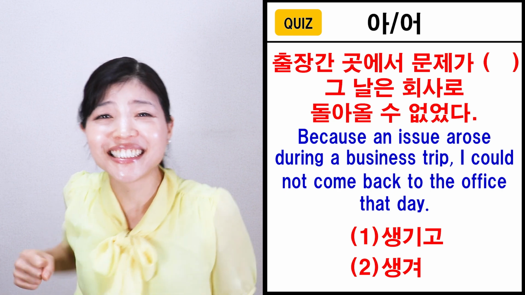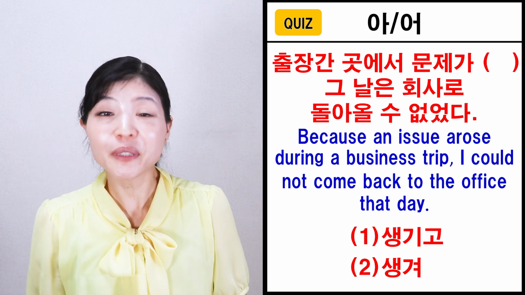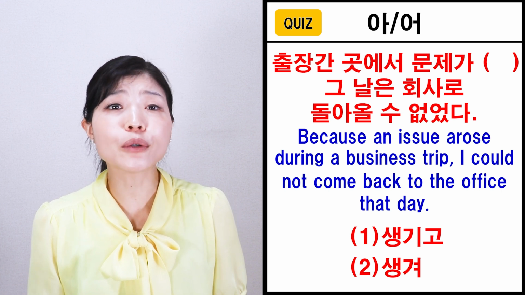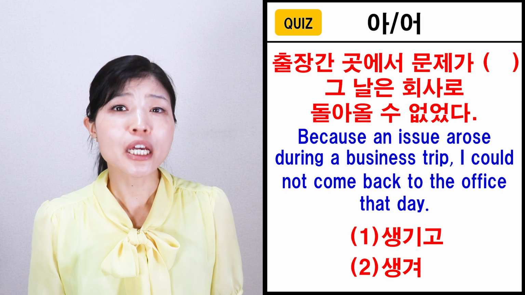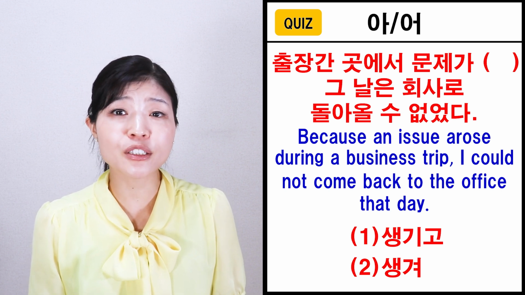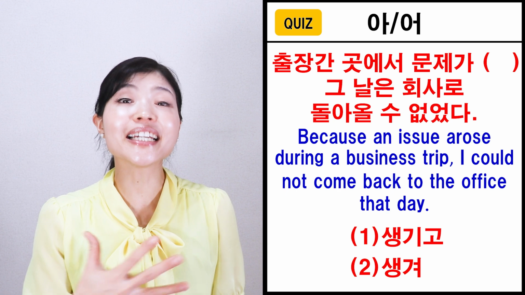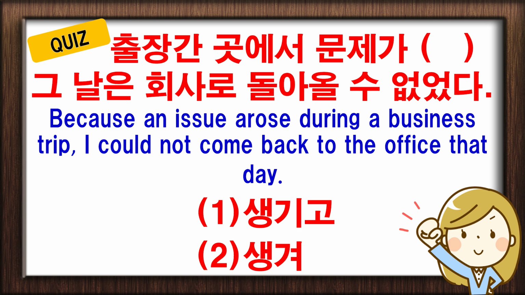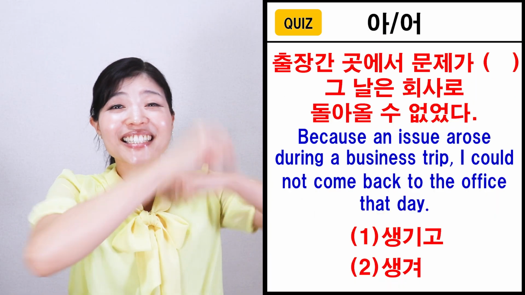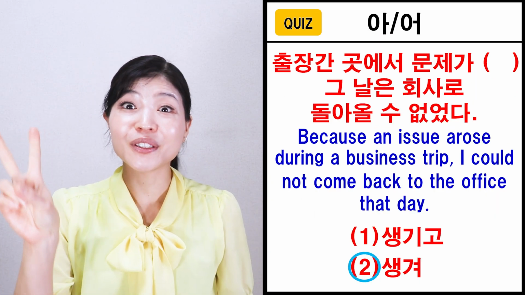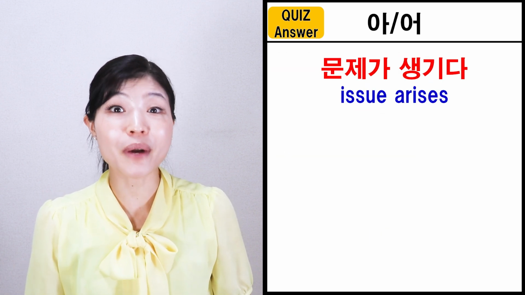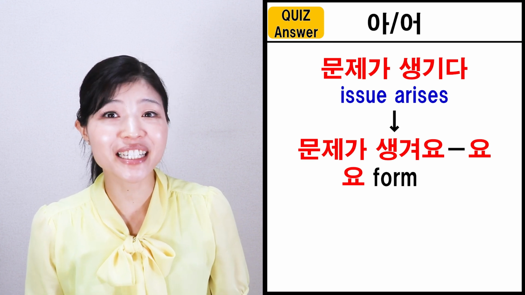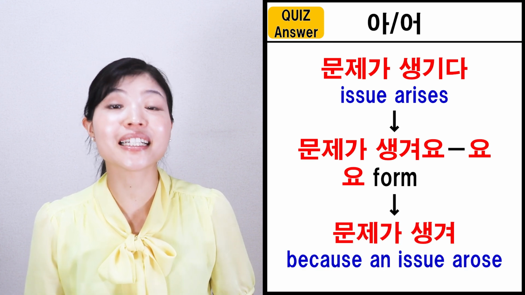Quiz! Now let's deepen our understanding with some quizzes. Which one is the correct answer? 출장 간 곳에서 문제가 ___ 그날은 회사로 돌아올 수 없었다. Because an issue arose during a business trip, I could not come back to the office that day. Number 1, 생기고. Number 2, 생겨. The correct answer is number 2. 문제가 생기다 means issue arises. The 요 form is 문제가 생겨요. You omit 요 from this to make 문제가 생겨 because an issue arose.